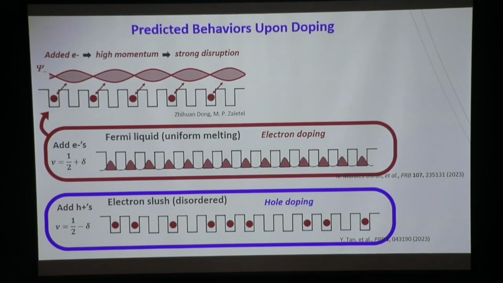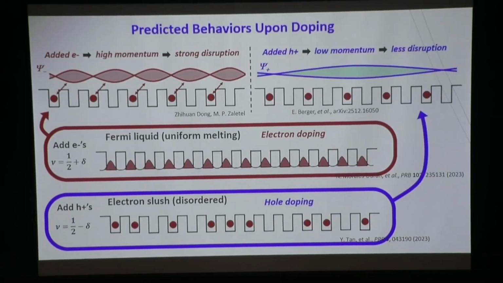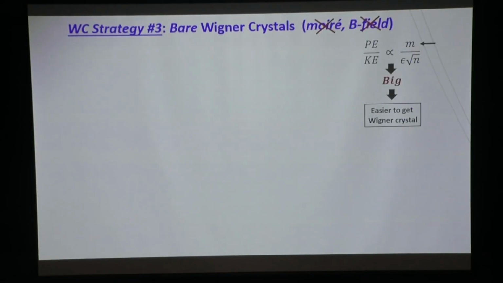On the other hand, if you remove electrons and you're adding holes, the holes come in with very low momentum, and so their wave functions are very featureless, and they don't interact so strongly with this generalized Wigner crystal. And that's why when you remove some electrons, you get disorder, but not a complete melting. If you want to know more about this, you can look at this paper that we recently posted on the arXiv.